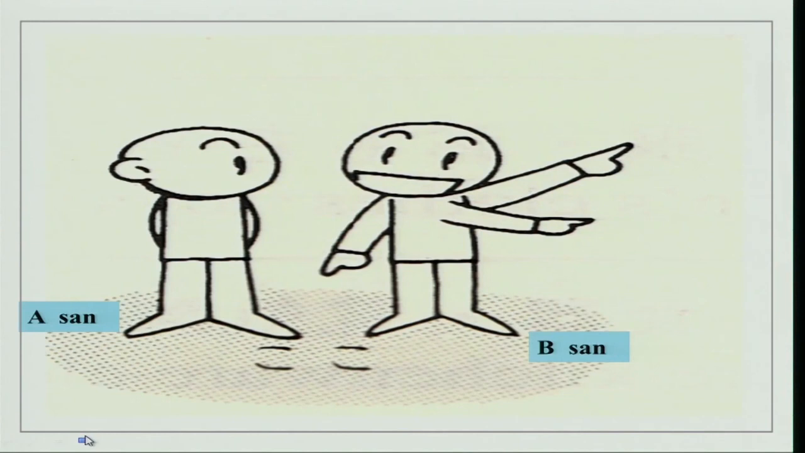Now, you have these two people over here, A-san and B-san again, and let us see what they are doing. Well, B is pointing at something and so is A. So, what could it be? Well, it is koko, that means over here, as they are very close by, close to each other. So, koko or this place or this point could be close to both of them, then it would be koko, over here.